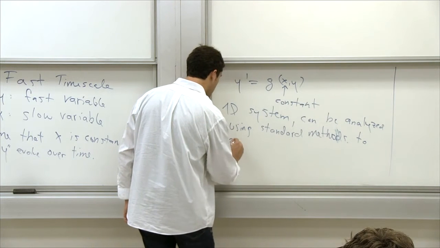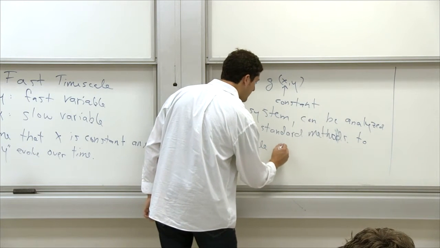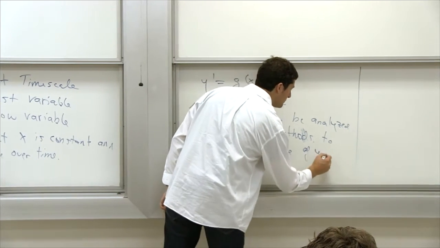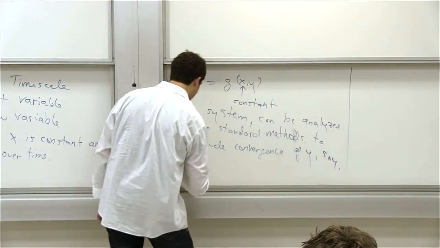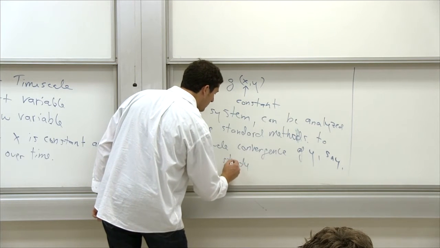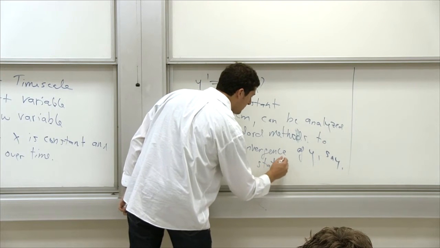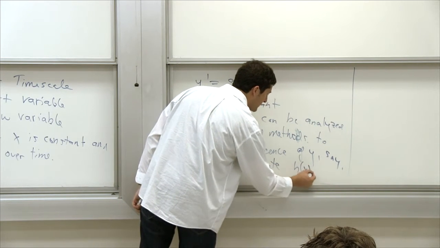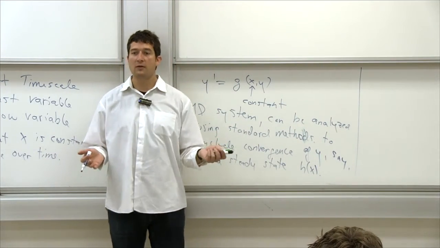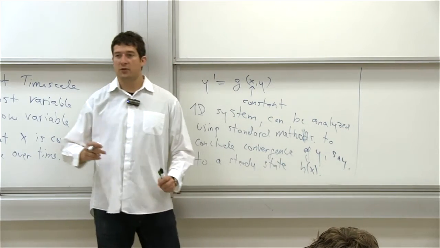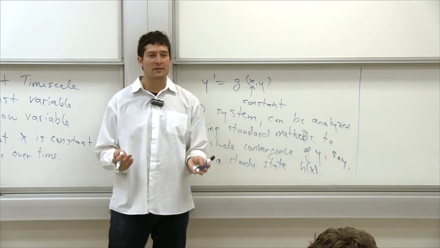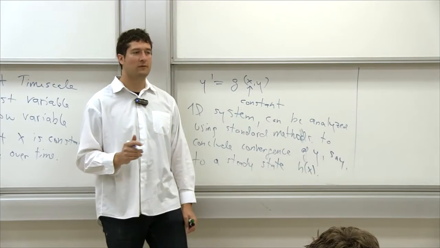To conclude, convergence of y, say to a steady state, and we're going to call this steady state, let's say, h of x. And notice that it depends on x, right? Because the system depends on the constant x. So let's say that it converges globally towards the value h of x, just to make it easier. It might be that it doesn't have a unique steady state, but let's say it has a unique steady state, and we call that steady state h of x.